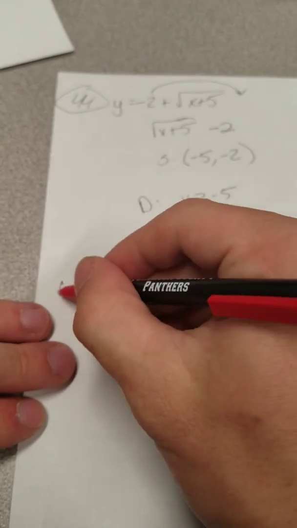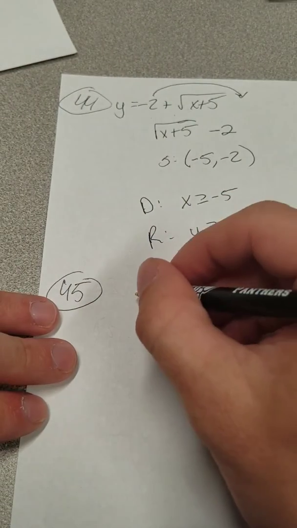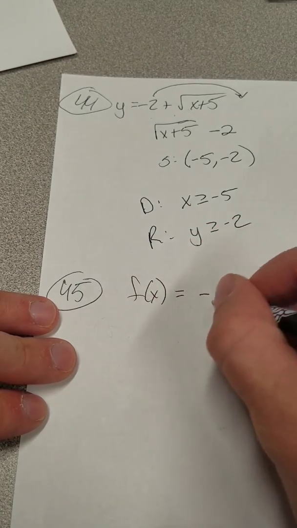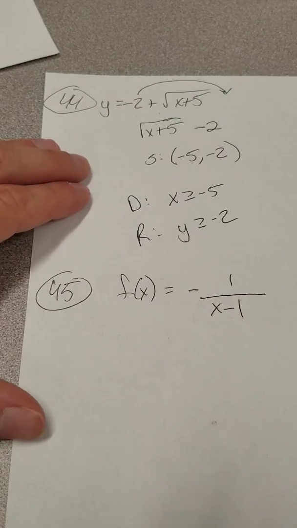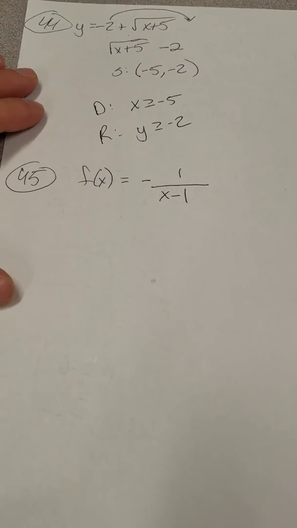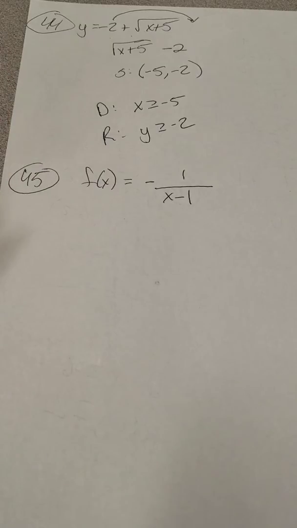45 asks you to graph the function. Okay? This is getting into the graphs of rational equations. If you need to brush up on this, you need to go look at it on the videos. I'm not going to do it justice right here. I'm going to give you the shortcuts. If you need to really look at this, go on the video.